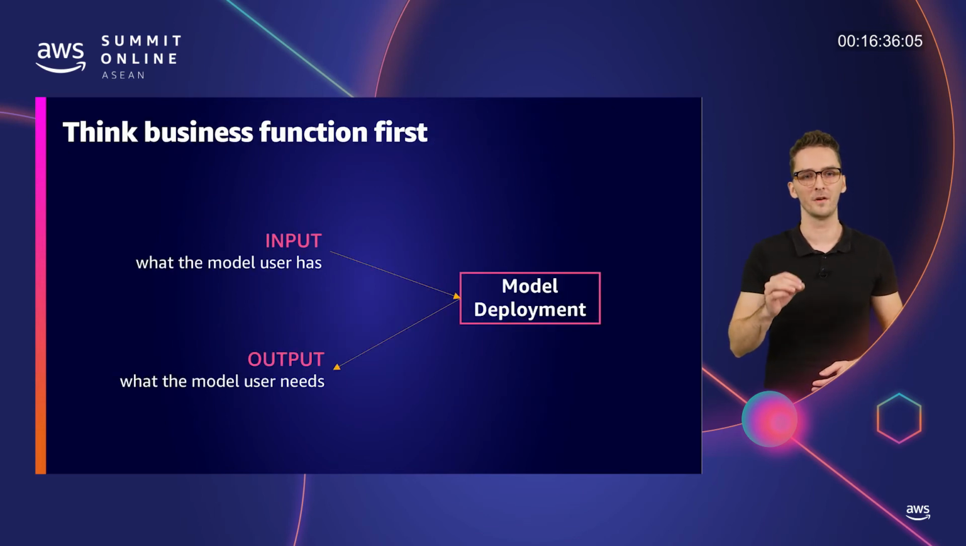Think business function first. A model should fulfill an end-to-end business function. The input is exactly what the model users have, and the output is what they need. An example from our case: the input is the raw, unprocessed source code, and the output is the code description. That comes with 3 major advantages.